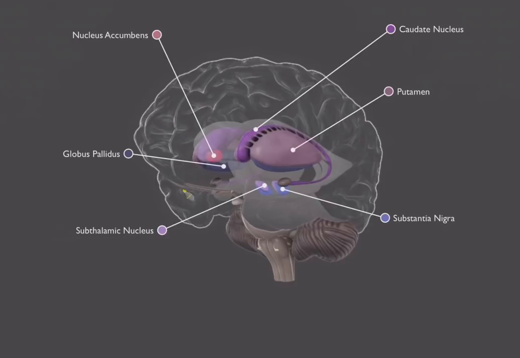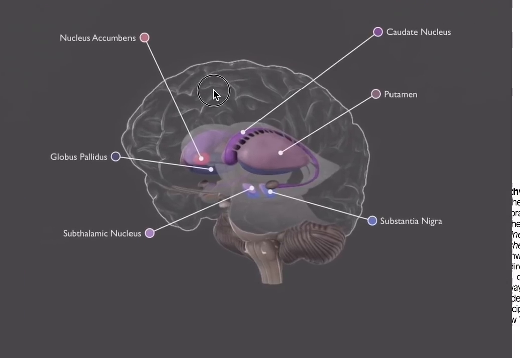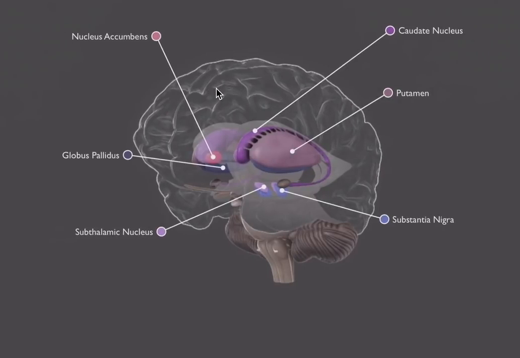The globus pallidus is this underneath structure, so you can see it right here underneath the putamen. And then at the end of the tail of the caudate nucleus, we have the amygdala, which is not highlighted here. And then underneath this all, we have the subthalamic nucleus and the substantia nigra. Let's zoom in a little bit on these.